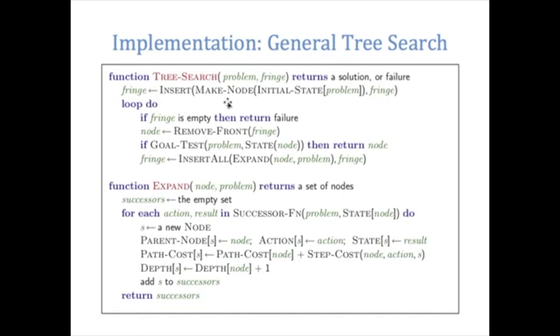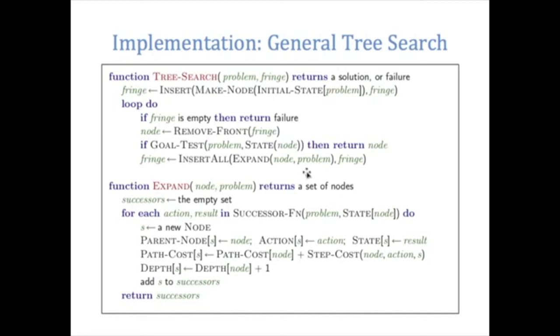So we create the fringe by basically creating a node for the initial state of the problem. And then, if the fringe is empty, in other words, we examined all the possible nodes, then there's no possibility of a solution and we return failure. Otherwise, we take the first node in the fringe, call that node. We will test to see if that node is a solution, and if it is a solution, then we'll return the node.